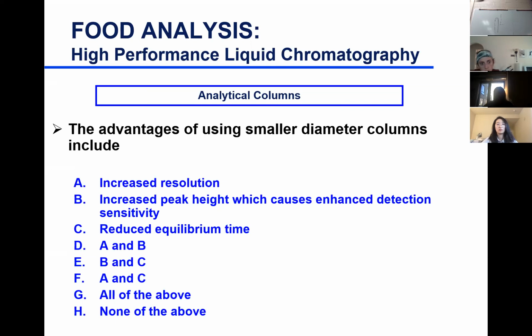It's all of the above. So you do increase resolution, you increase peak height because you have very sharp peaks. So your height goes high, you have minimum diffusion, so you don't have broadening of the peak. And you have reduced equilibrium time because you don't have diffusion, so the molecule doesn't get lost between the spaces. It just comes out really quickly. So you reach equilibrium between the stationary phase and the mobile phase quickly, and faster equilibrium means better resolution. So they're all related, so all of the above is correct.